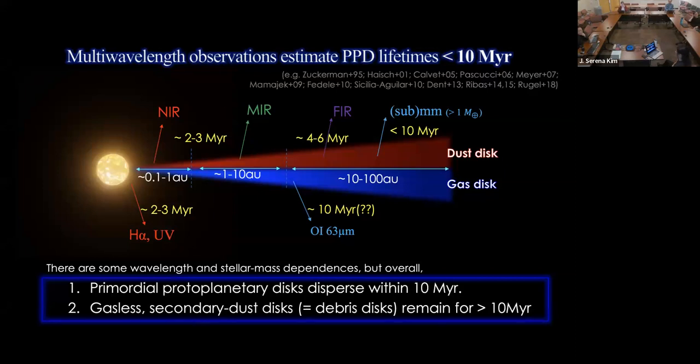And I introduced the critical time between protoplanetary disk and debris disk as 10 million years. And it's coming from multi-wavelength observations tracing both gas and dust, as summarized in this figure. So overall, the lifetimes are several million years for both gas and dust. And there's a very large uncertainty in the outer gas disk lifetime here, but it's currently thought to be of the order of 10 million years. So 10 million years is a critical point. Before that, primordial planetary disks are present, and then after that, there's only a gasless secondary dust disk present. This is the classical view.